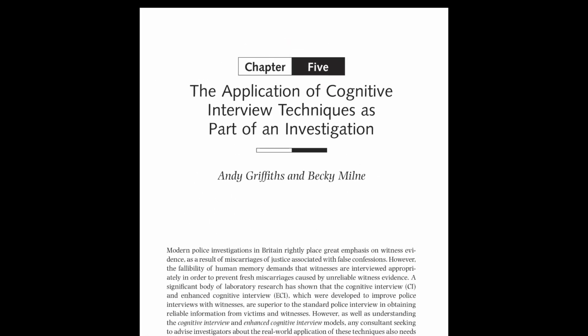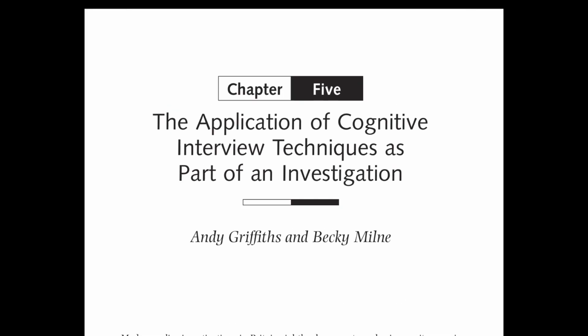Now, during the use of this technique, it is critical that the interviewer does not interrupt the witness while they're recalling. Here it can also be useful for the interviewer to take notes of the relevant information reported, as these can help with the use of other techniques. Griffiths and Milne in 2010 gave an example of how this instruction could be worded.